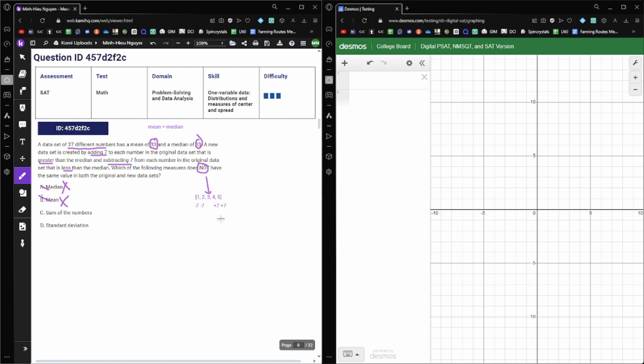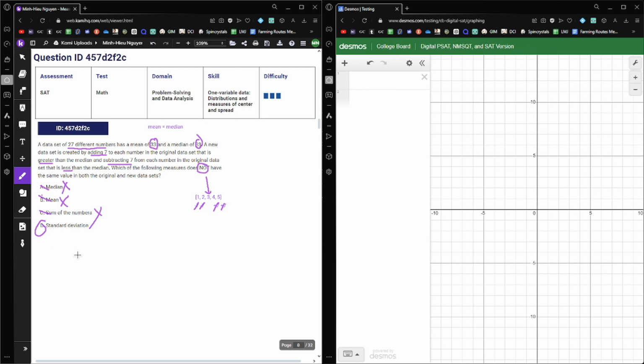Now, the next thing is that if you subtract the 7 here and add a 7 here, technically, these two would just cancel out. And then these two would also cancel out, which means that the sum of the numbers also didn't change. So C is not our answer, which means we're only left with D, which is the standard deviation.